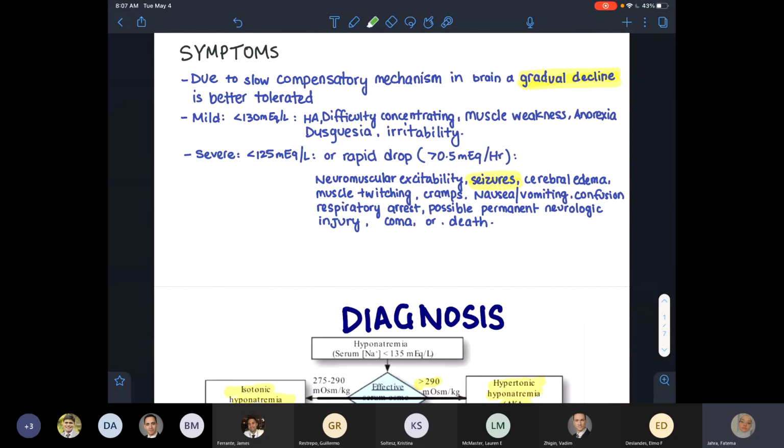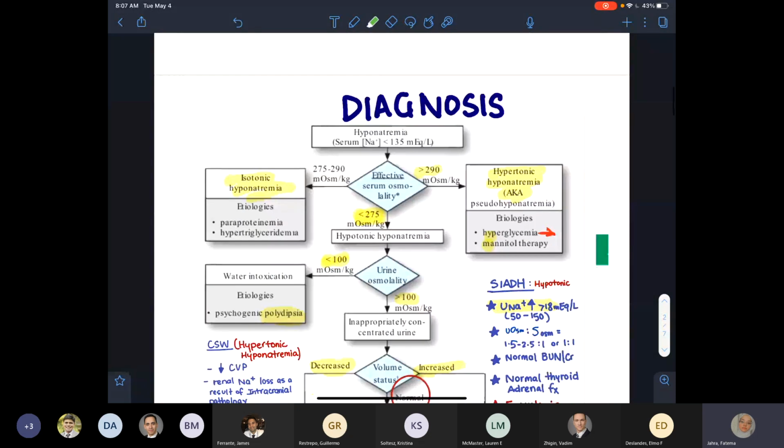And severe hyponatremia, which is concerning, which is what we should look out for in our inpatient population, and most importantly, seizures, because that's something that can present early, and we can catch it before the patients complain about it. You can have nausea, vomiting, cerebral edema, and neuromuscular excitability, which is in the same category as seizures, and then you can have permanent neurologic injury, and it can lead to coma and death.